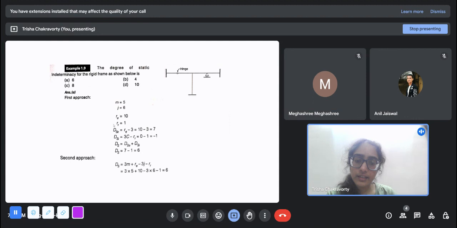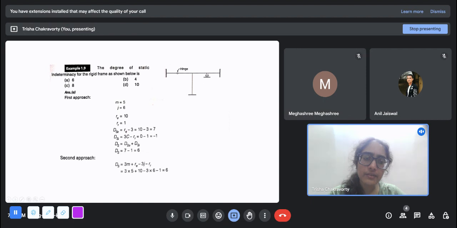Now there is another thing: if there is an internal hinge, the formula is modified a little bit. This m is 5. See, if there is a hinge support, this member doesn't break. This is one member, this is one member.